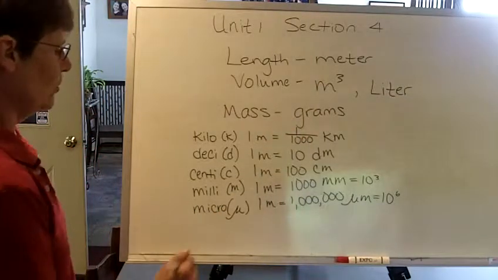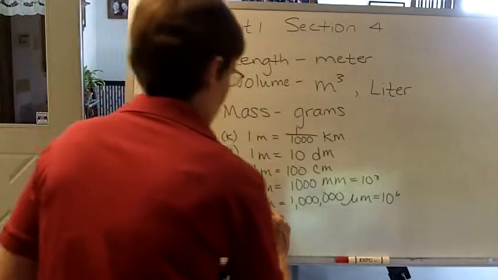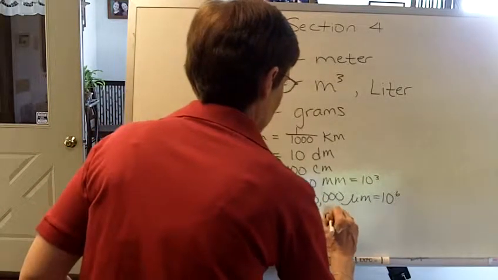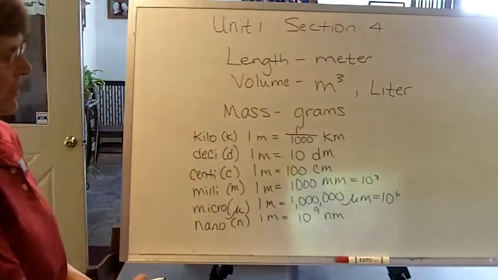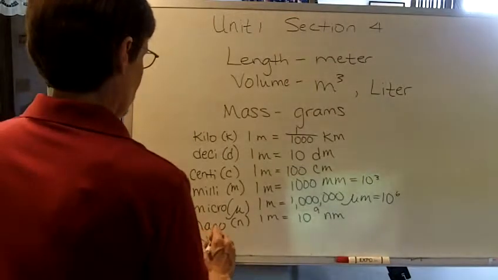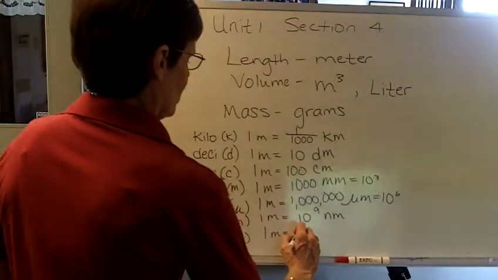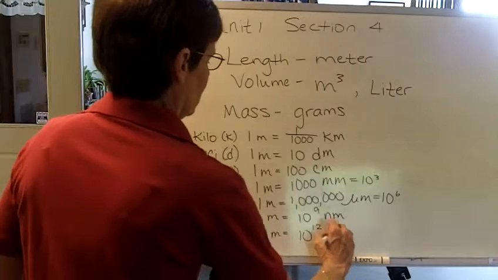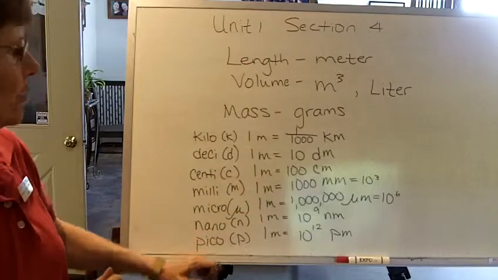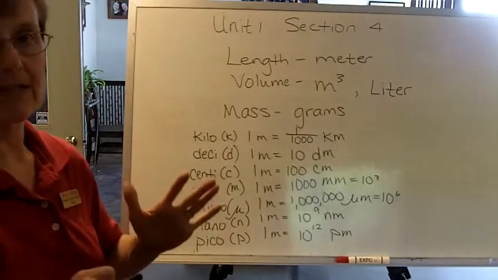Okay, a couple more. We've got nano, which is N. 1 meter equals 10 to the 9th nanometers. I'm not even going to write in all those zeros. That would be, by the way, 9 of them. And then pico, which we don't see very often at all. 1 meter is equal to 10 to the 12th picometers. So these are the equivalencies that we can use to solve problems with. So why don't you make sure you get those written down. Pause the video if you need to. I'm going to erase and start working a problem.